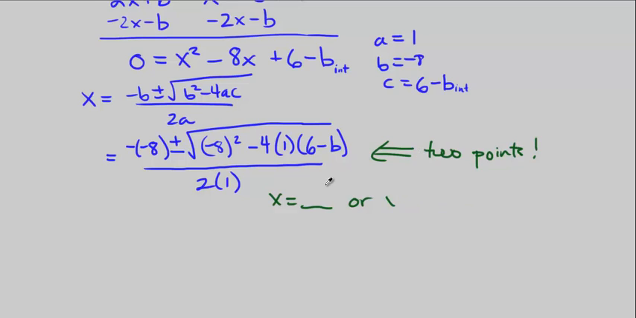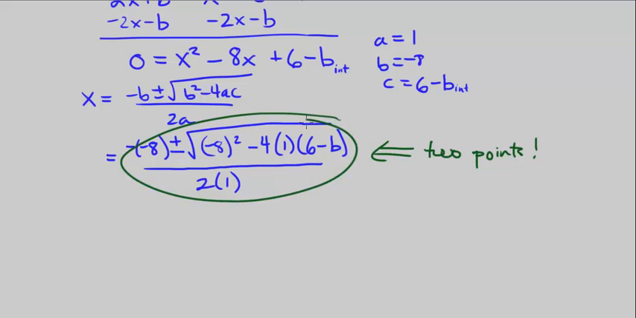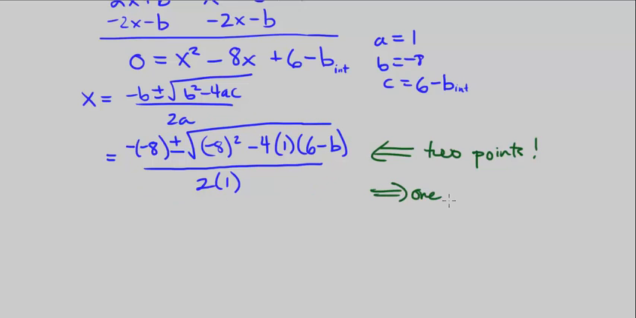So what we're going to need to do is ask ourselves, how can we get this being only 1 point? So this really is the question to ask yourself. Right now, how do we get 2 points from this? It's from the plus or minus here, right? This plus or minus gives us 2 points because we're going to have negative of negative 8, which is 8, plus this quantity divided by 2, and 8 over here minus this quantity divided by 2.